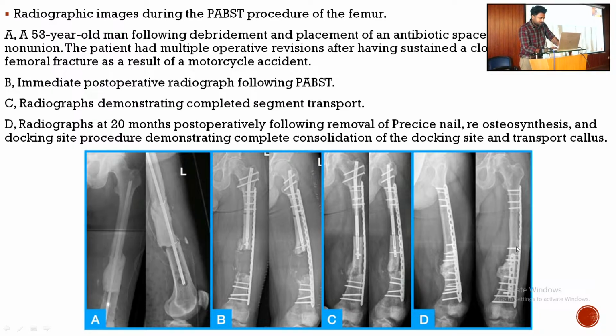And in the image D, after a period of 20 months, there is complete osteosynthesis, and proper docking was visible, and the complete attainment of vascularized bone was visible, sir, without any gap visible.